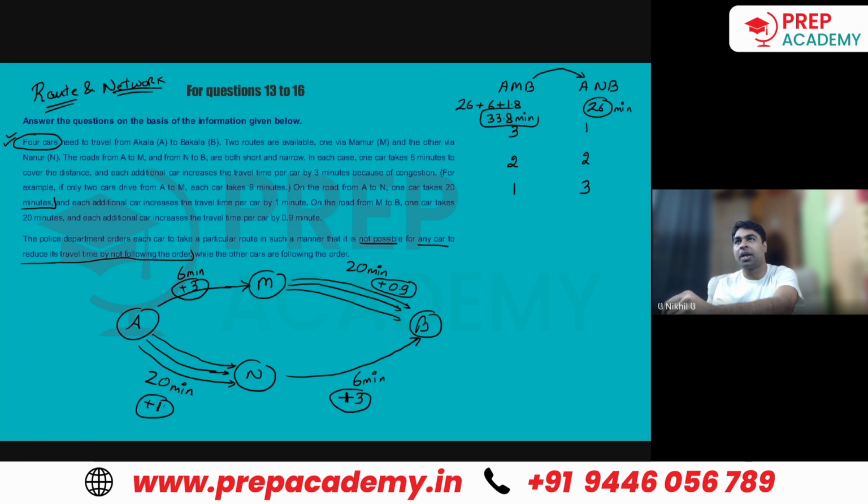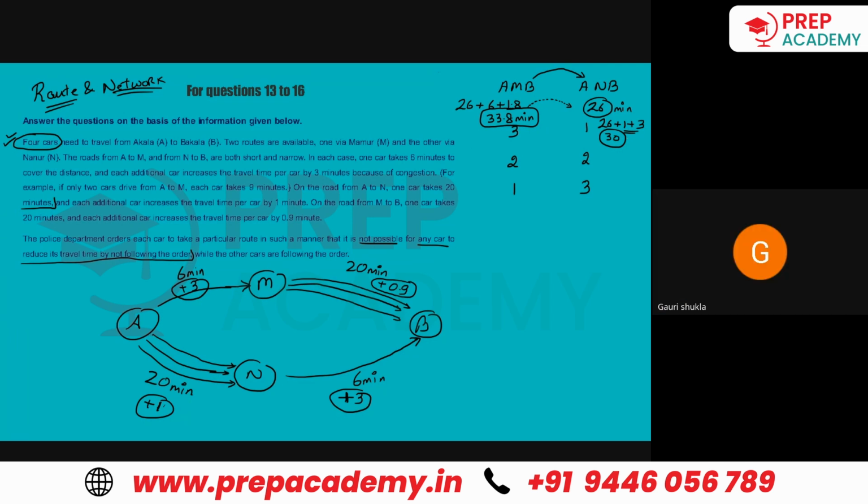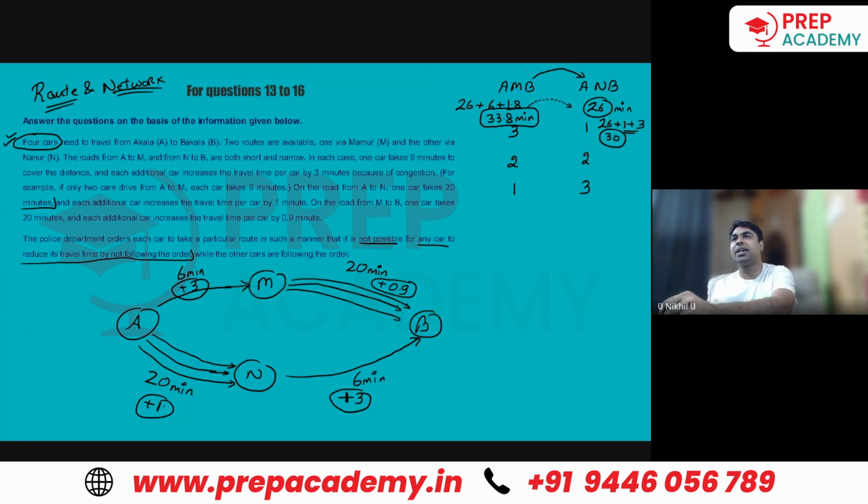Now, if 1 car moves from here to here and makes it 2-2, then what will happen? Then that 1 car will take how much time now? 26 minutes for sure, and the extra 1 plus 3 minutes. 30 minutes. So it will be in a position to reduce its travel time, right? From 33.8 minutes to 30 minutes. It will be able to reduce the travel time.